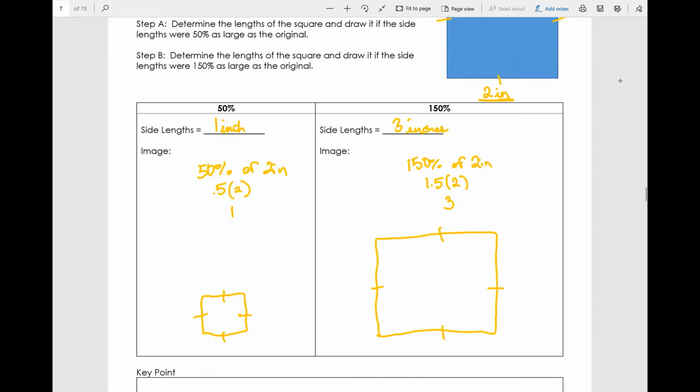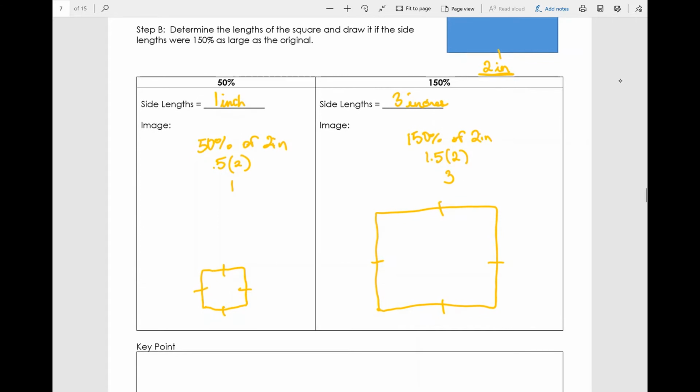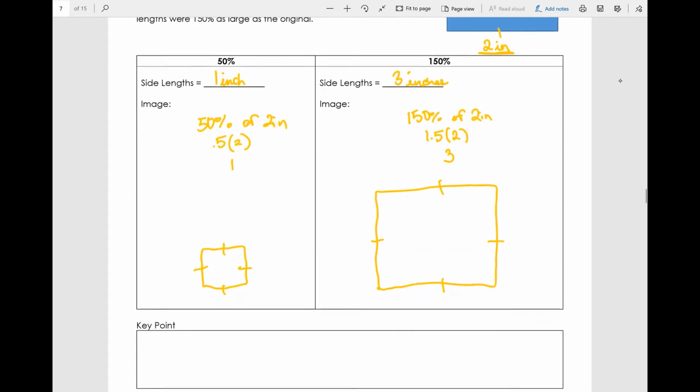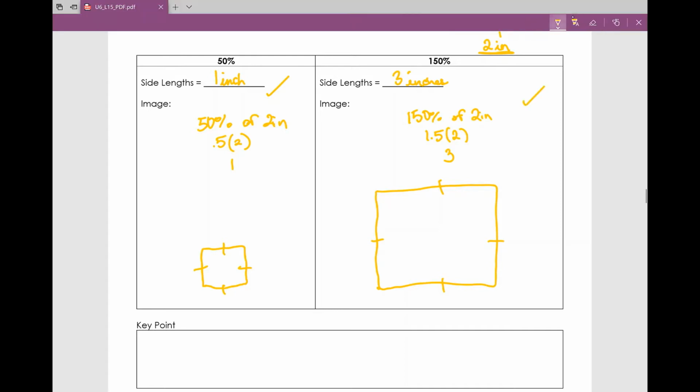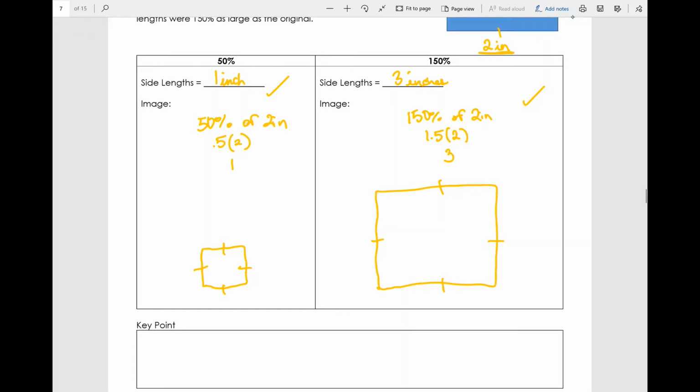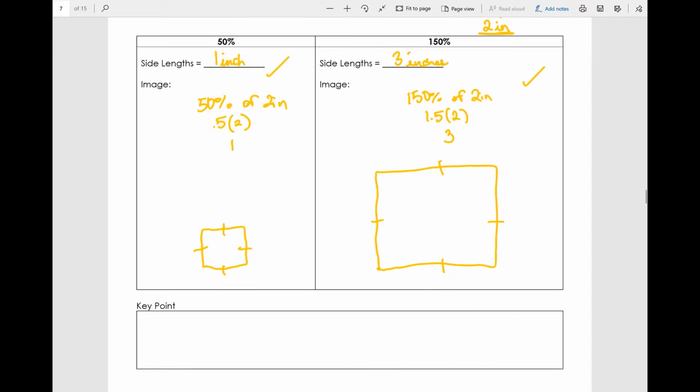Okay, so what do we think? Was my prediction correct or incorrect? So what do we know about scale factor in relation to 100%? For example, if the scale factor is less than 100%, we'll get an increase or decrease? Decrease. And if it's greater than 100%, we get an increase. So let's copy this down together in the key point box. Ready?